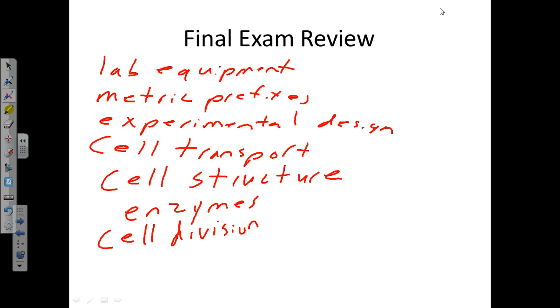All right. So, mitosis and meiosis, know the differences, know what they do, know their functions. There's a few questions about genetics and Punnett squares.